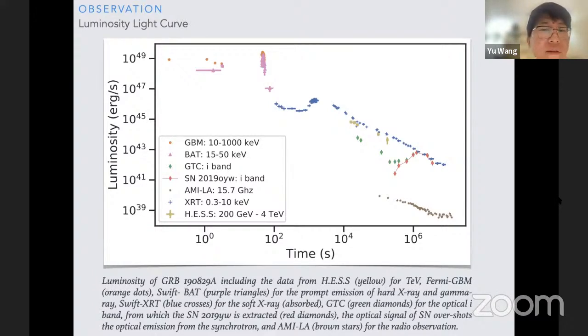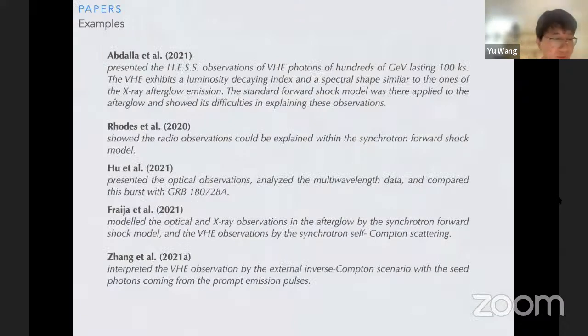Now this kind of light curve, the shape of the light curve is almost typical. Though we can see a small rebrightening at like 10^2 to 10^3 seconds of brightening. This has been seen in some GRBs, but not frequent. And because it's a very wide range of radio, optical, X-ray, very high energy observation, especially this high energy observation by HESS, this GRB has become a very essential source to examine a variety of models. So here I listed some papers.